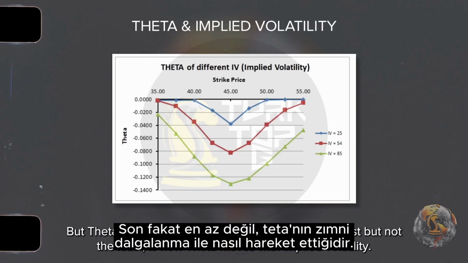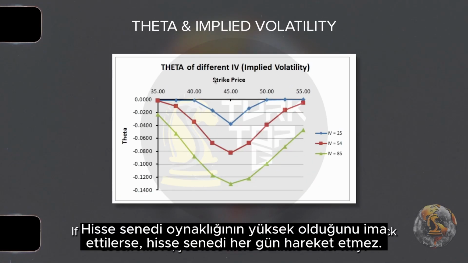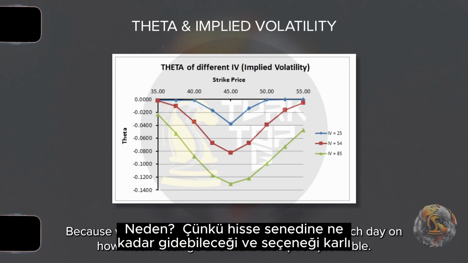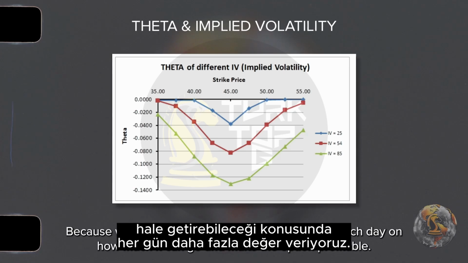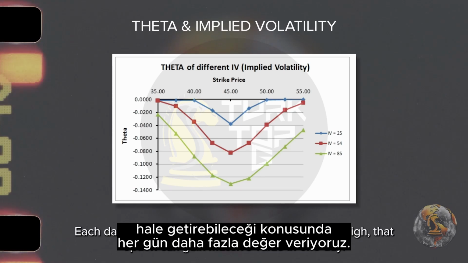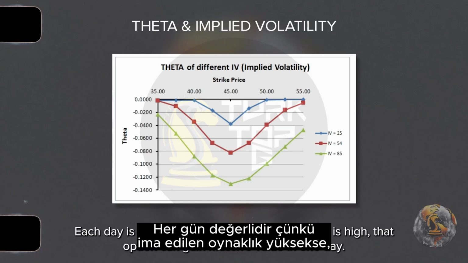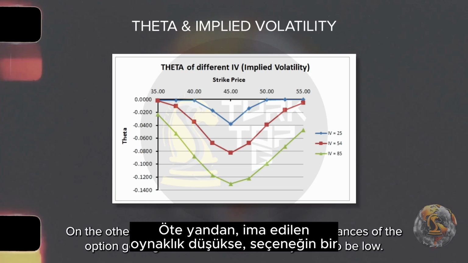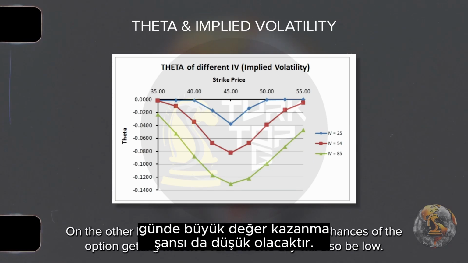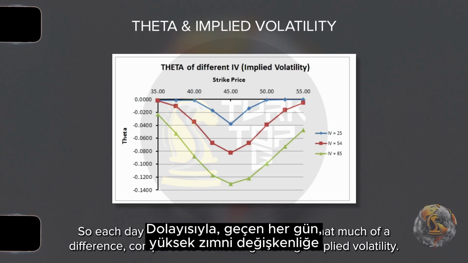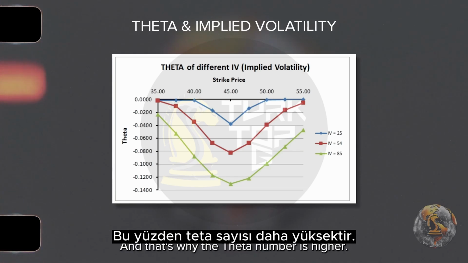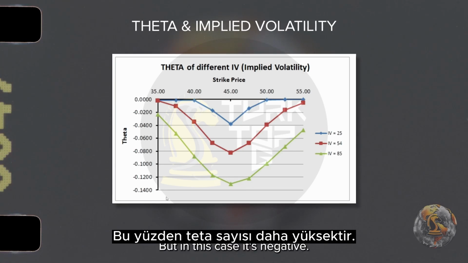Last but not the least is how theta moves with implied volatility. If the implied volatility of the stock is high, each day the stock doesn't move, you lose more extrinsic value. Why? Because we are assigning more value to the stock each day on how much it can go and make the option profitable. Each day is valuable because if implied volatility is high, that option can gain massive value in one day. On the other hand, if implied volatility is low, the chances of the option gaining massive value in one day will also be low. So each day that passes by, it doesn't make that much of a difference compared to something with high implied volatility. And that's why the theta number is higher. Well, in this case, it's negative.